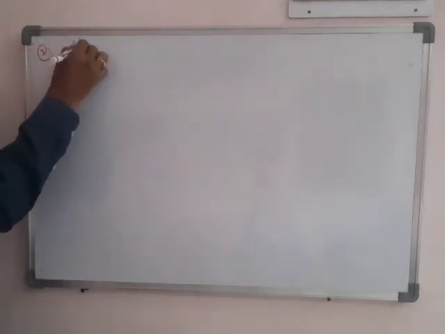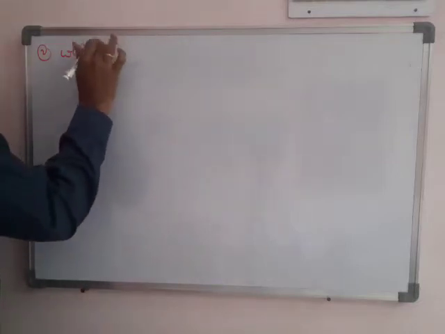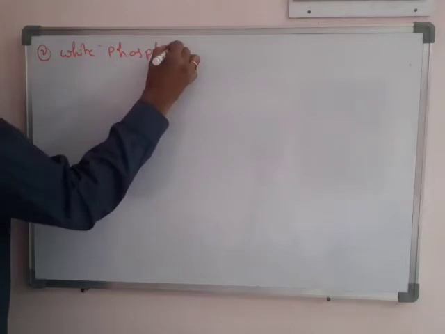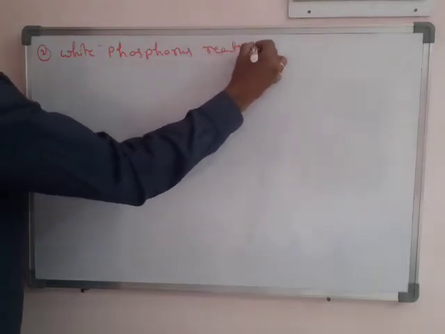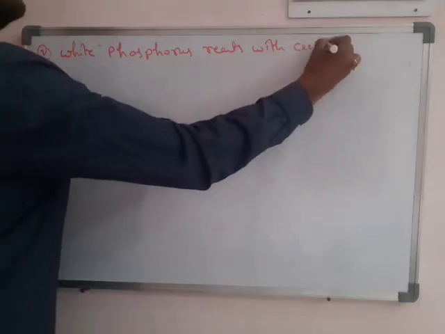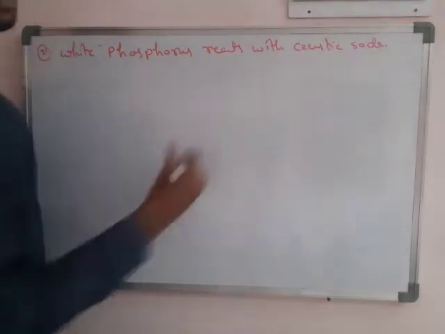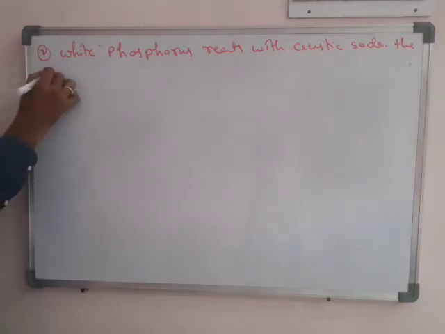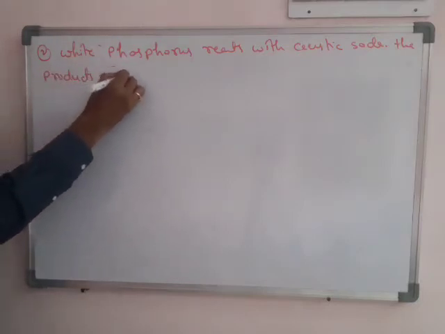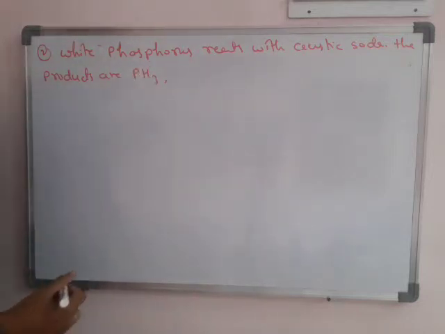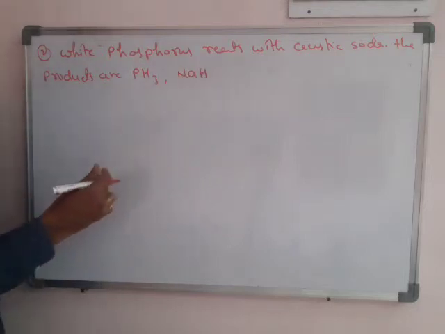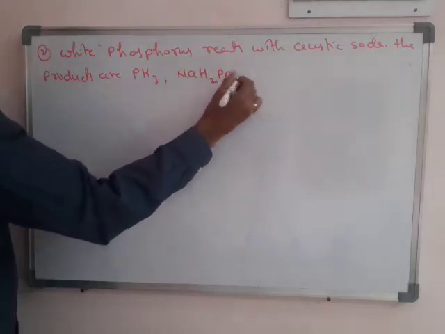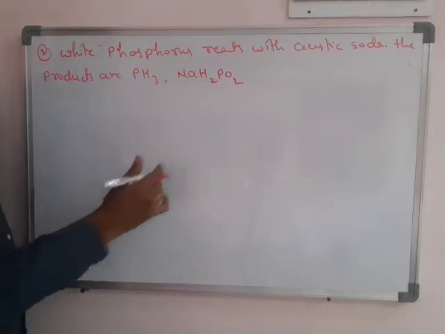The white phosphorus reacts with caustic soda. The question is given that white phosphorus reacts with caustic soda, and the products are phosphine, PH3, and NaH2PO2, which is called sodium hypophosphite.